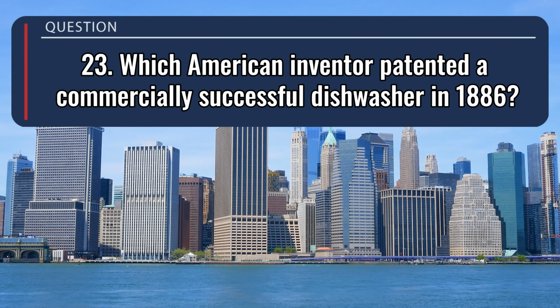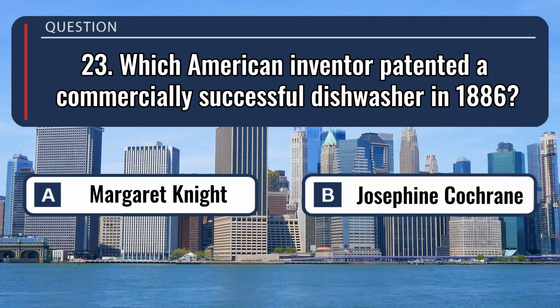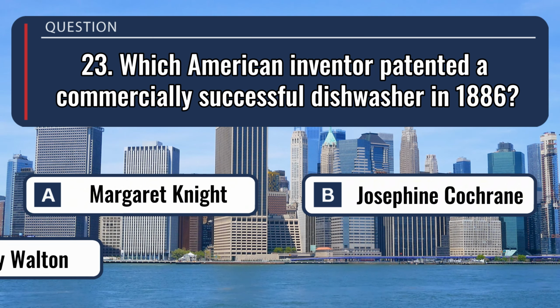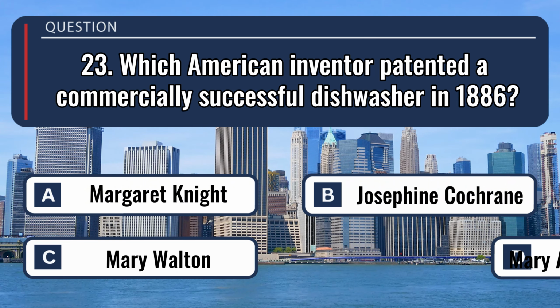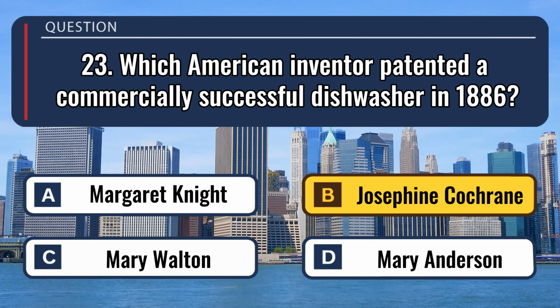Question 23. Which American inventor patented a commercially successful dishwasher in 1886? A. Margaret Knight. B. Josephine Cochrane. C. Mary Walton. D. Mary Anderson. The correct answer is B. Josephine Cochrane.